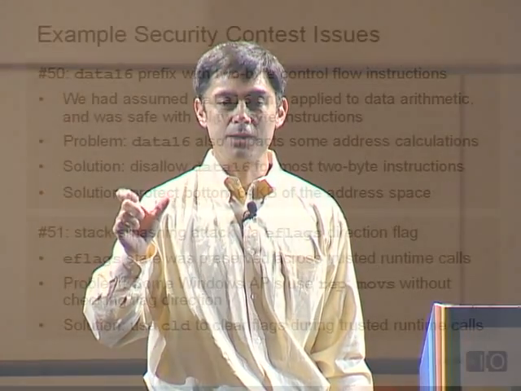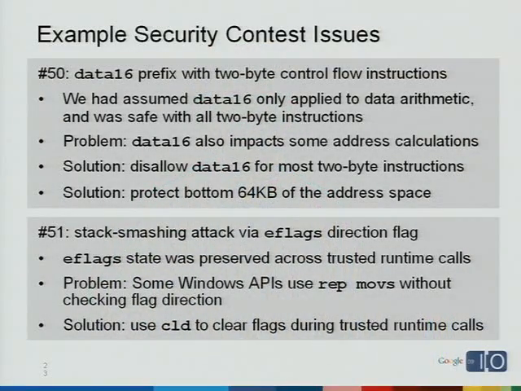So one other quick example. I know this is a little bit gritty, but I just want to make the point of the kinds of steps we're taking to secure the system. There was a stack smashing attack vulnerability found dealing with the EFLAGS direction flag. Now, on the x86 architecture, you probably know there are some repeat instructions that can be used to copy very long strings. And with those move instructions, there's a flag that determines whether it copies forwards or backwards.